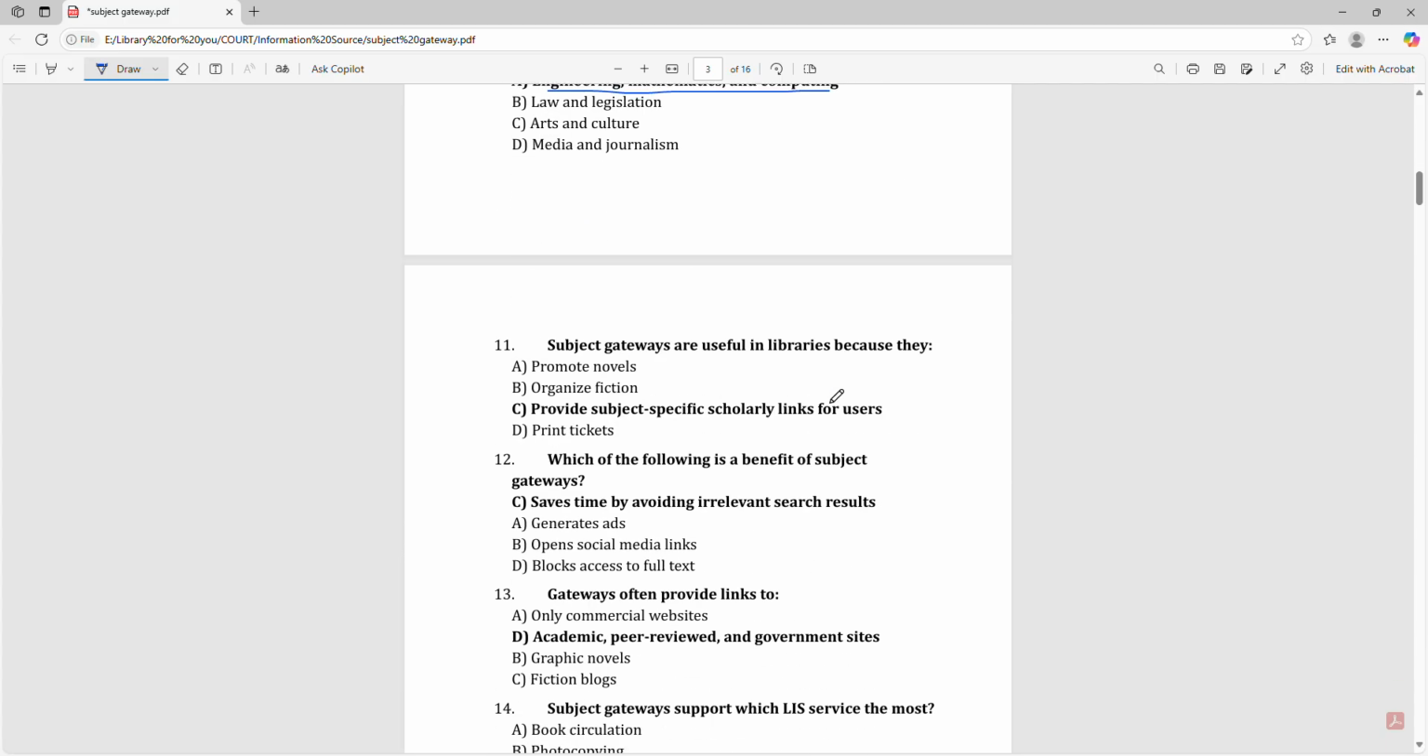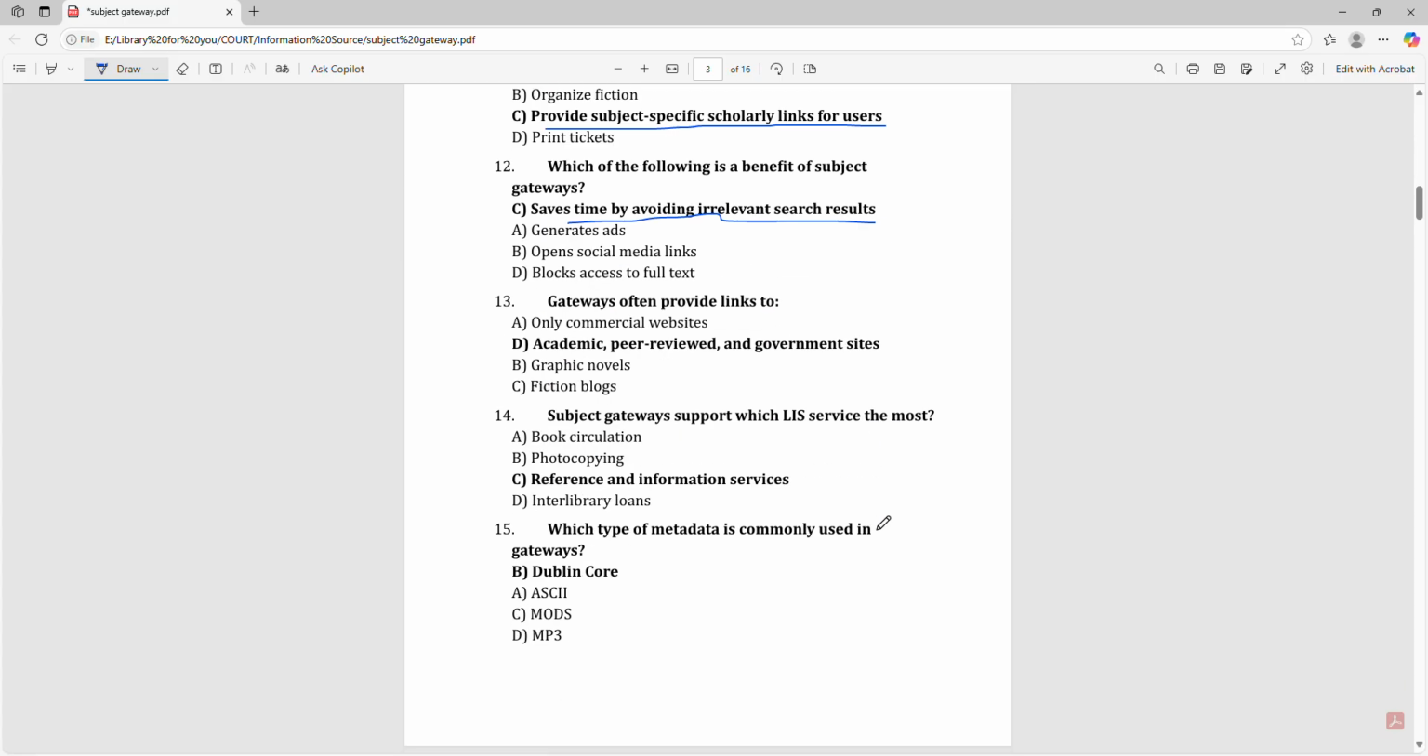Subject gateways are useful in libraries because they provide subject-specific scholarly links for the user. Which of the following is a benefit of subject gateways? Save time by avoiding irrelevant search results. Gateways often provide links to academic, peer-reviewed, and government sites.